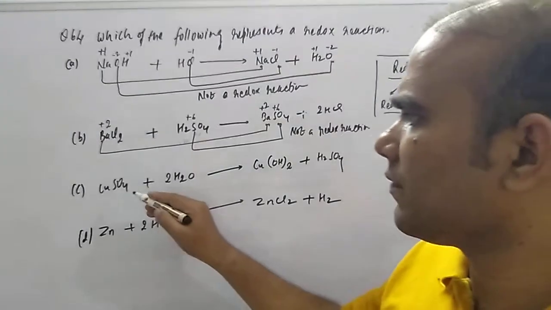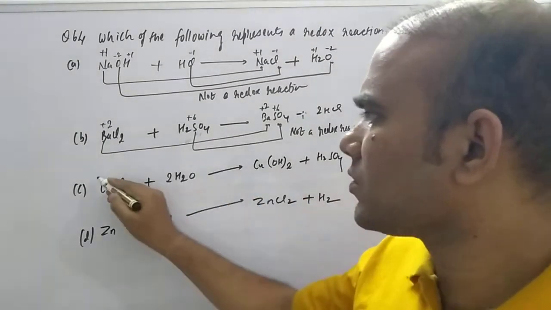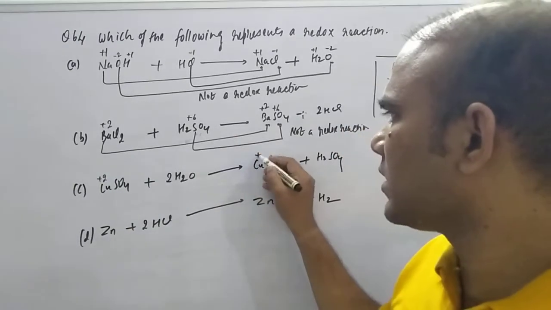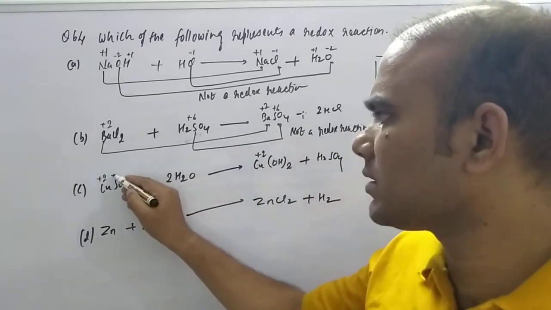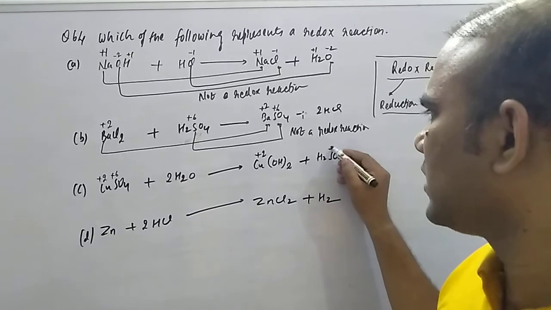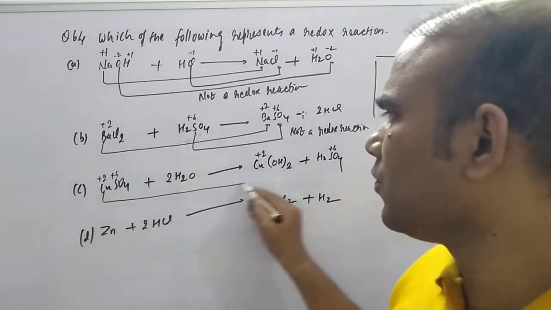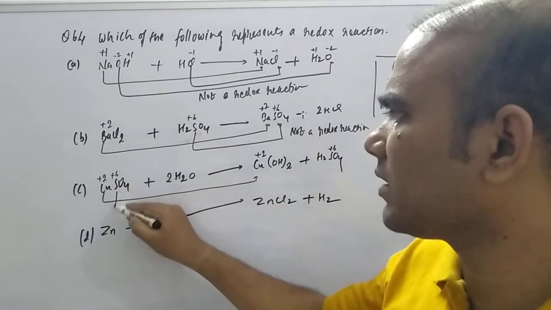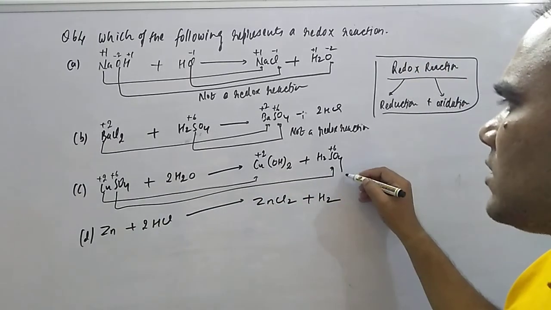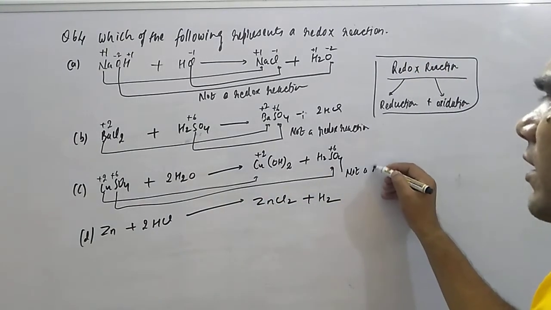Copper sulfate is there, and copper here is +2, and here is also +2. Sulfur is +6 here and sulfur is +6 here. So there is no change in the oxidation state. Nothing is being changed, student. Same oxidation number, so it is also not a redox reaction.